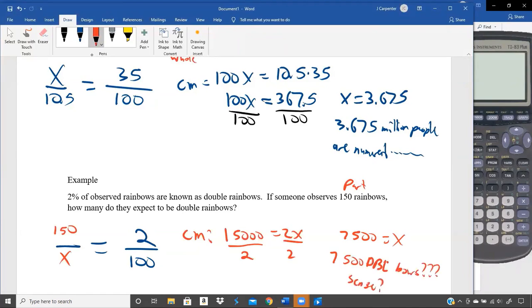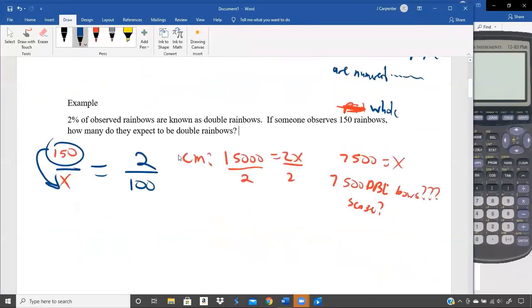If they saw 150 rainbows, why would they expect 7,500 of them to be double rainbows? At most, 150 of them would be double rainbows, and that's if you were just the most lucky person in the whole wide world. But you're expecting only 2% of them to be that, which would be a much smaller number than the 150. And that's because we misidentified the 150 as a part when it was actually a whole. That was supposed to be the whole, which means the 150 was supposed to go there.